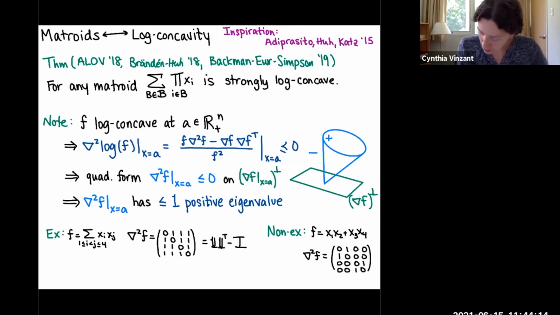And our non-example, it's not a matroid, but if it were, this would be its basis generating polynomial. And we see that when we take its Hessian, we get a little block 2 by 2 matrix. And this will have 2 positive and 2 negative eigenvalues. So this polynomial f is not log concave.